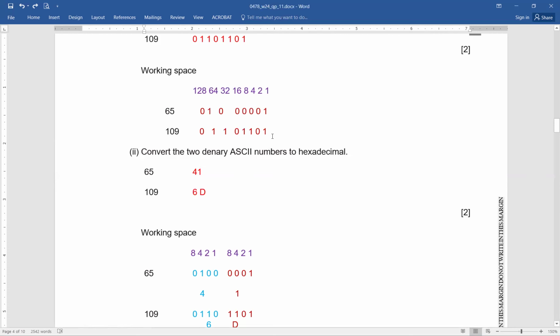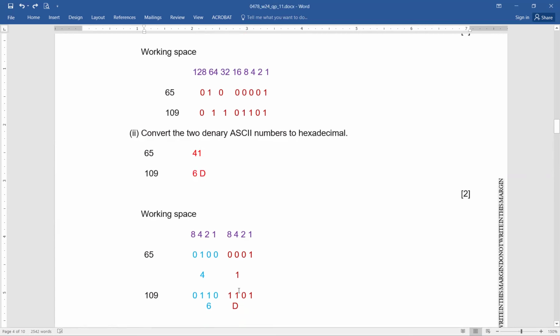Similarly, we have taken 109's binary value from here, which was 0110 and 1101. And then we have made the groups of 4 bits, looking at the same 1248, 1248. You can see 8 plus 4 plus 1 is your 13, which is D. And 4 and 2 is on, which means it is 6. In this manner, you have answered 6D.